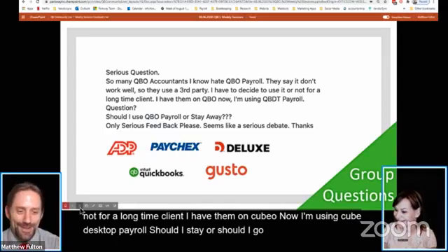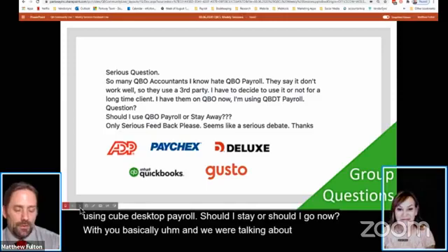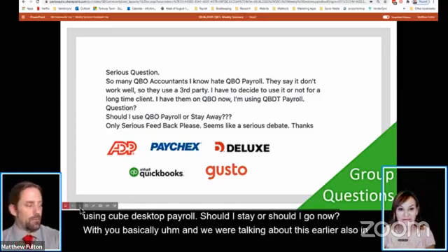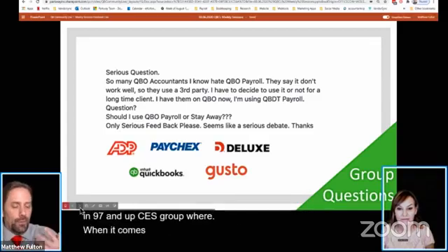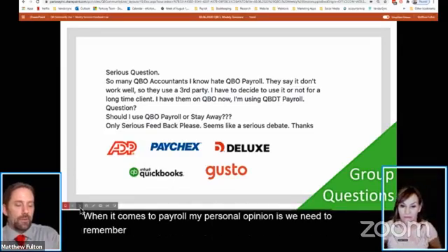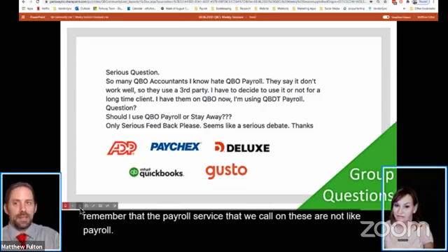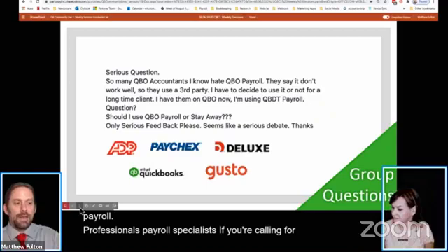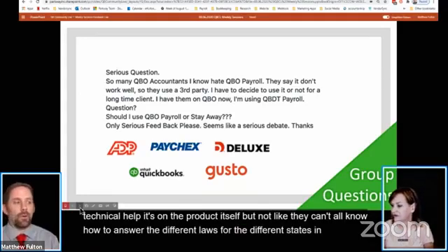With QBO basically. We were talking about this earlier also in the 97 and up Seth's group, where when it comes to payroll, my personal opinion is we need to remember that the payroll service that we call on are not payroll professionals or payroll specialists. If you're calling for assistance or technical help, it's on the product itself. They can't all know how to answer the different laws for the different states and the different scenarios.